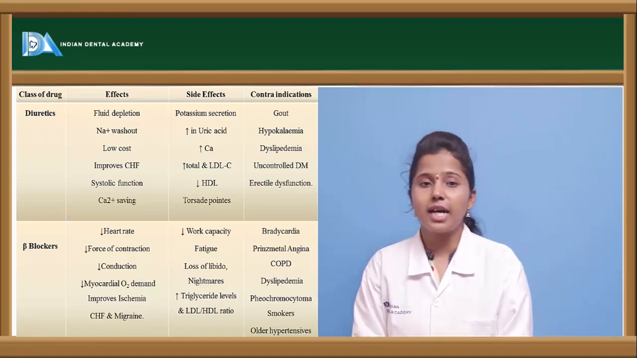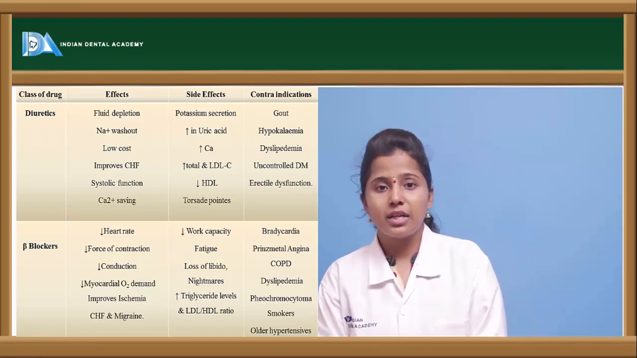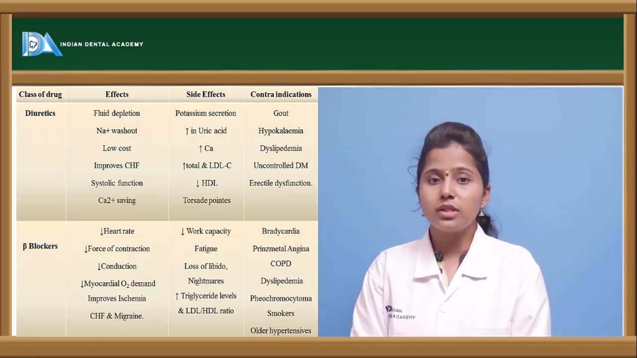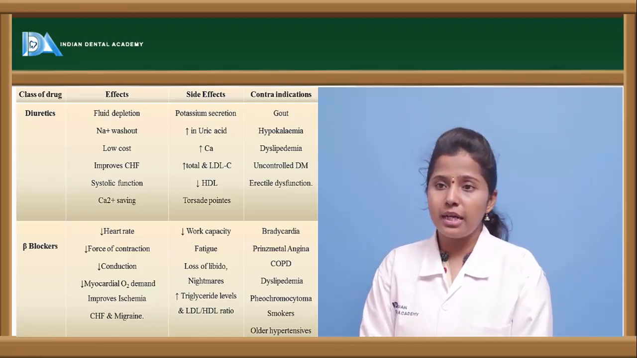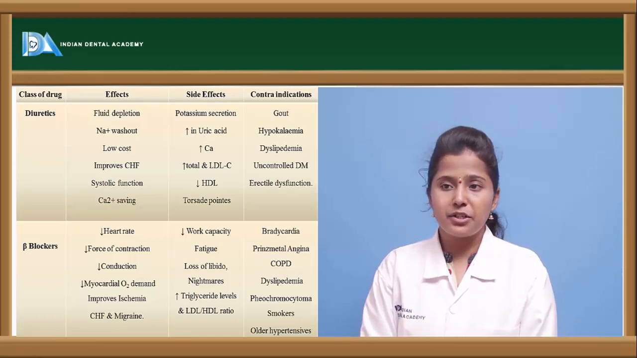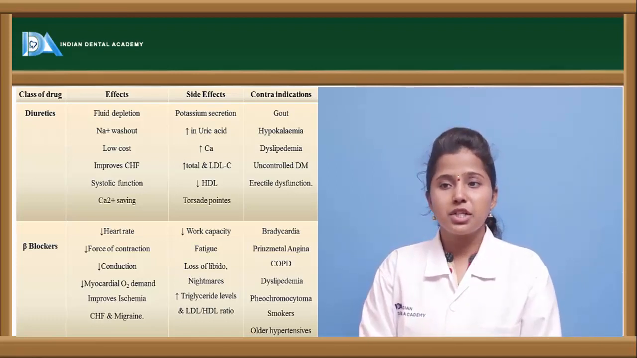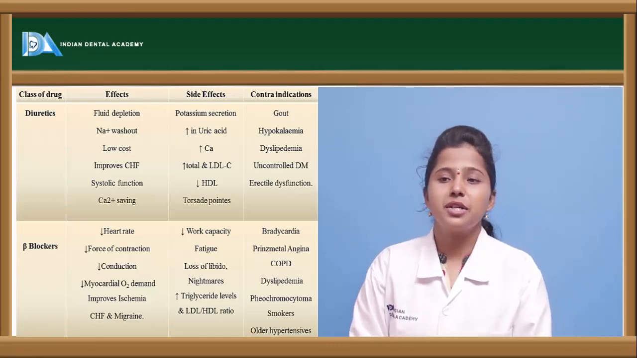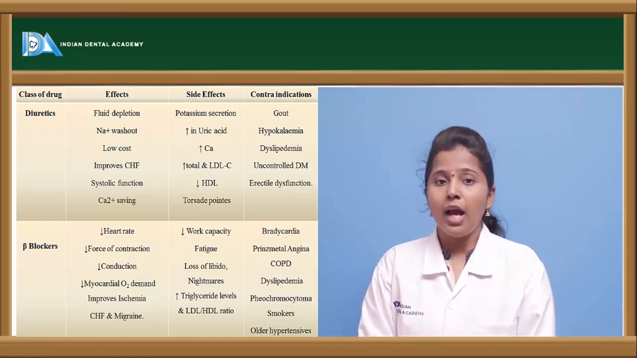The first class of drugs is diuretics. Diuretics are mainly used in renal failure. If there is any renal failure, then diuretics are used. They are used in hypertension also. The effects of diuretics include fluid depletion, sodium washout, improved congestive heart failure, improved systolic function and calcium saving. These are all the effects which can be found when diuretics are given.